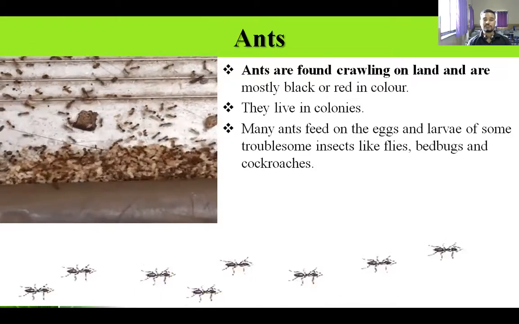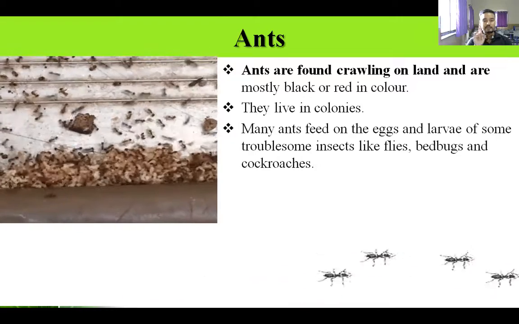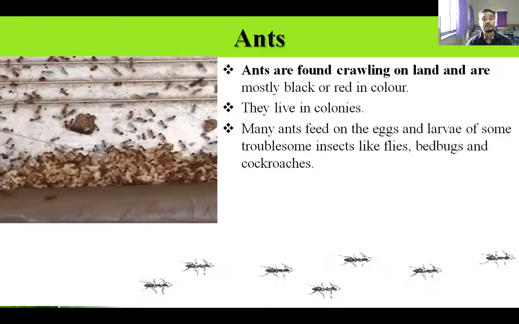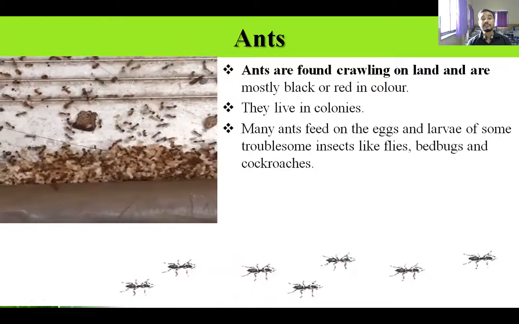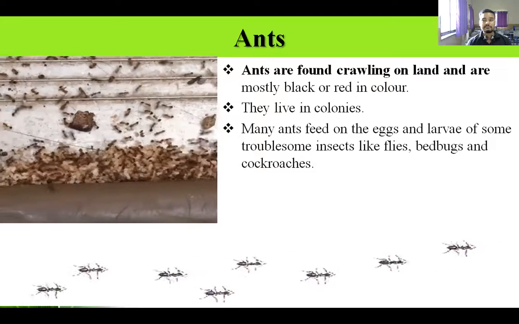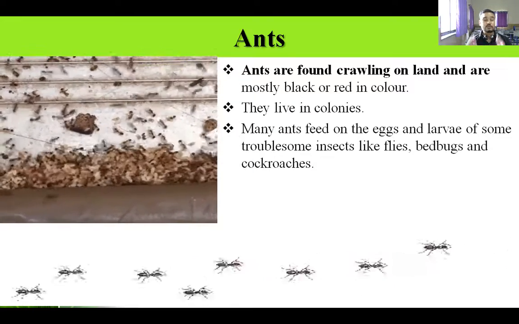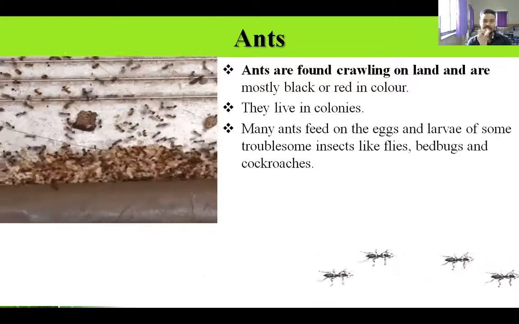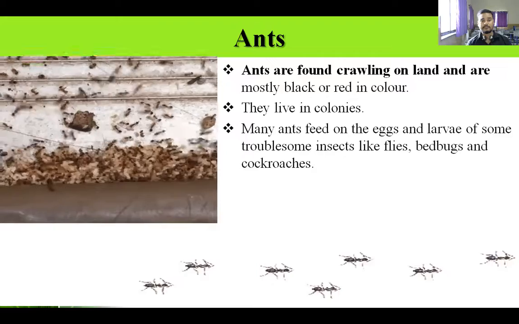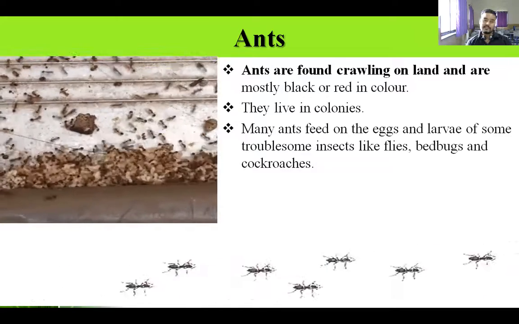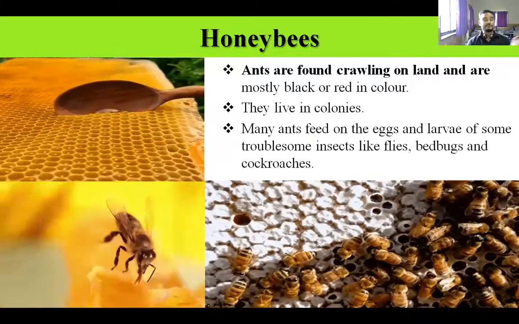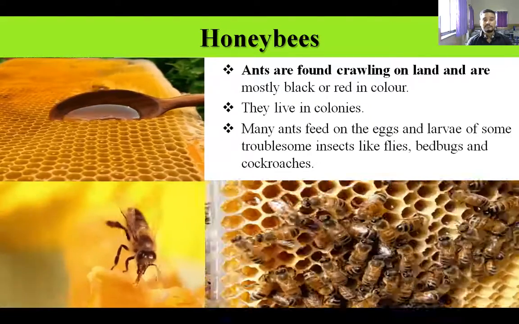As you can see on your screen also, they are moving and you can count their legs also, how many legs they have. In the early stage of their life, they fly also. And which troublesome insects are there? Like flies, bedbugs, cockroaches. So these insects, larvae means when they are coming out from the egg, at that time they are also eaten by the ants. Got it?